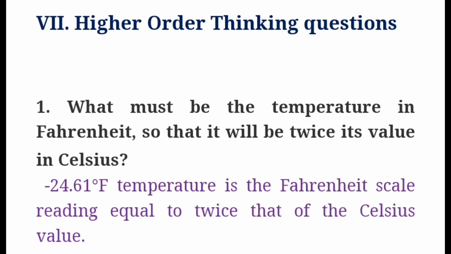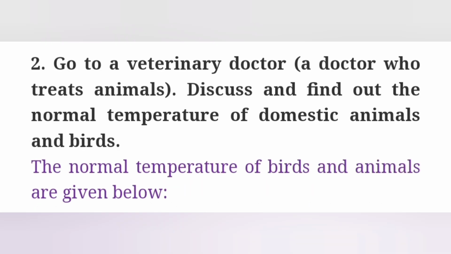Seventh Roman letter, higher order thinking questions. First question, what must be the temperature in Fahrenheit so that it will be twice its value in Celsius? Answer, minus 24.61 degree Fahrenheit temperature is the Fahrenheit scale reading, equal to twice that of the Celsius value.